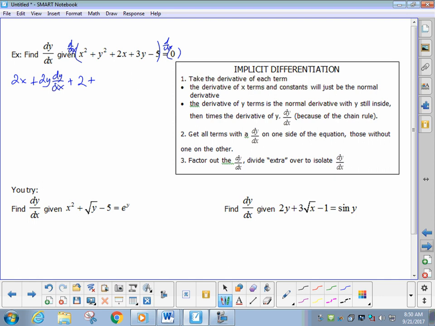3 dy/dx. Beautiful. Well done. 3 dy/dx. And the derivative of negative 5? 0. And the derivative of 0 on the right side? 0. Okay. Now the goal is to get dy/dx.